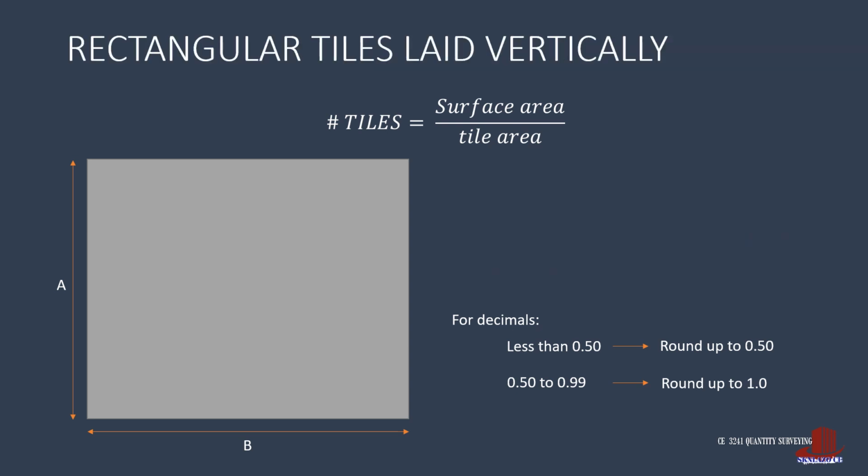The third case is still using rectangular tiles, although the short side is placed horizontally, configuring the tile to stand vertically. The formula for standing tiles is capital A over small b multiplied by capital B over small a. Again, the same rounding up conditions apply.